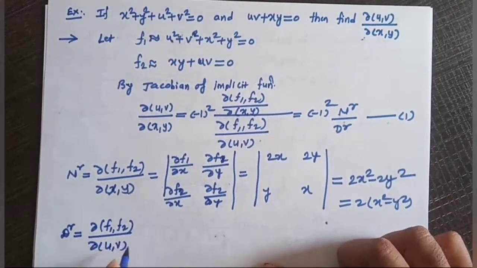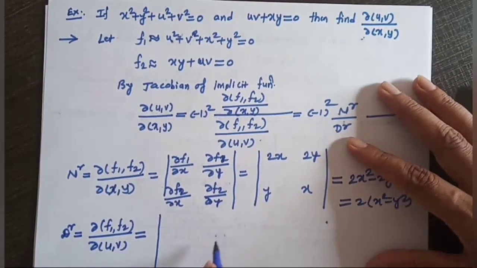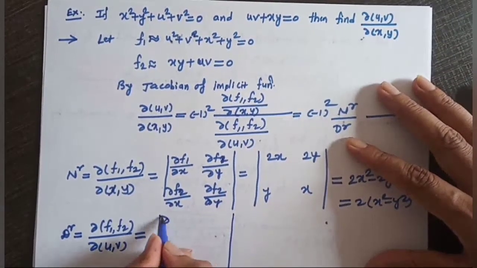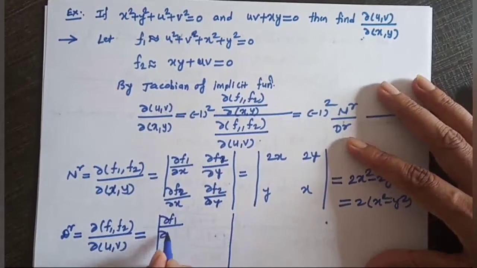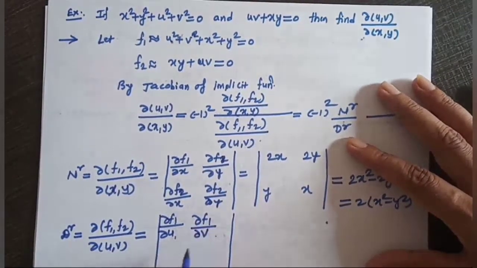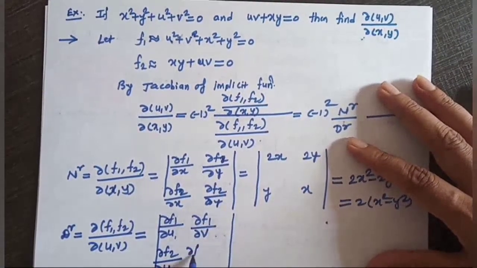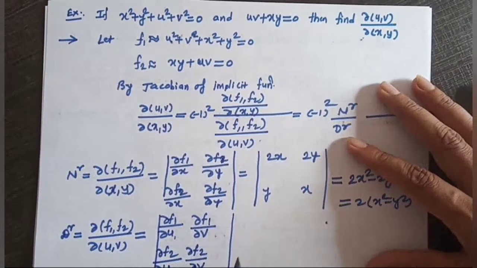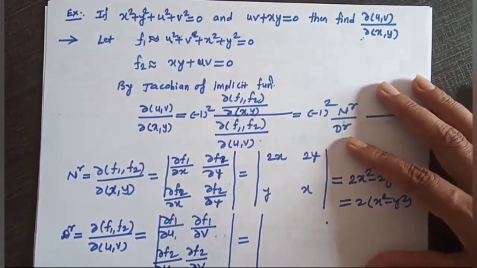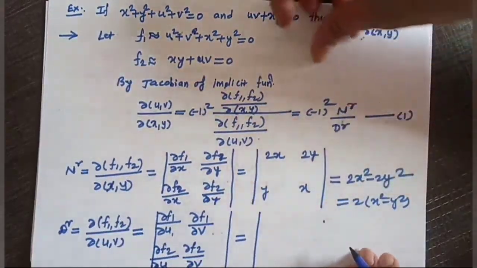The Jacobian of f1, f2 with respect to u, v is equal to what? The first row is the derivative of f1 with respect to u, f1 with respect to v; the second row is f2 with respect to u, f2 with respect to v. And what is the differentiation of f1 with respect to u?